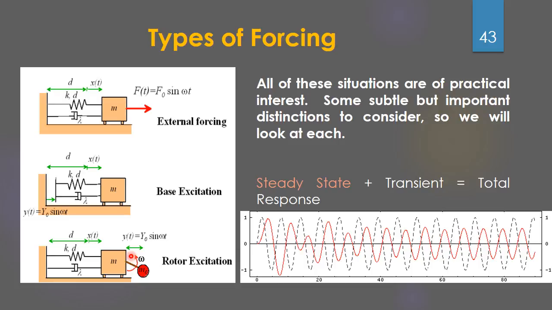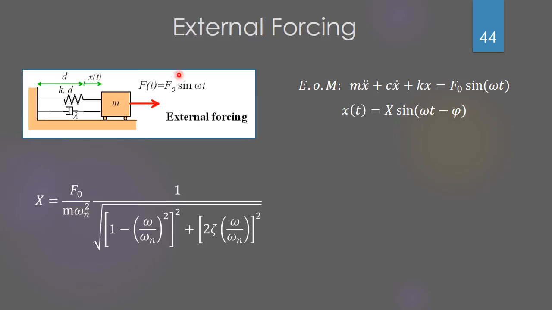Any type of response is divided into 2: steady state and transient. As you can see here in this plot, the system starts with a transient and is not steady until it finally reaches the steady state. And that's what we're going to focus on in our talk, the steady state. First, we're going to talk about the external forcing.